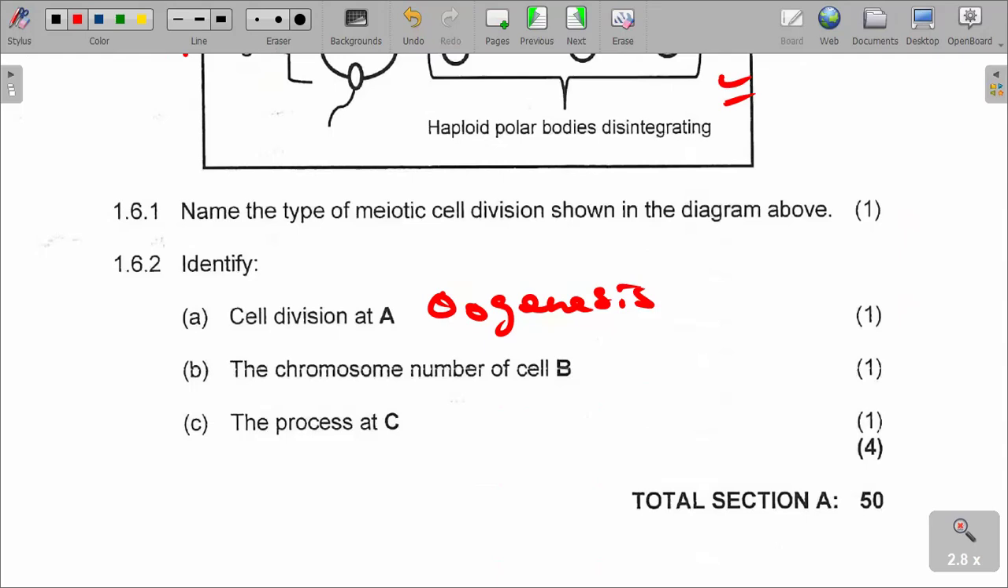Name the type of cell division. I'm writing it. Let me just correct something first. The type of cell division taking place is oogenesis, which is question 1.6.1. Identify cell division at A.